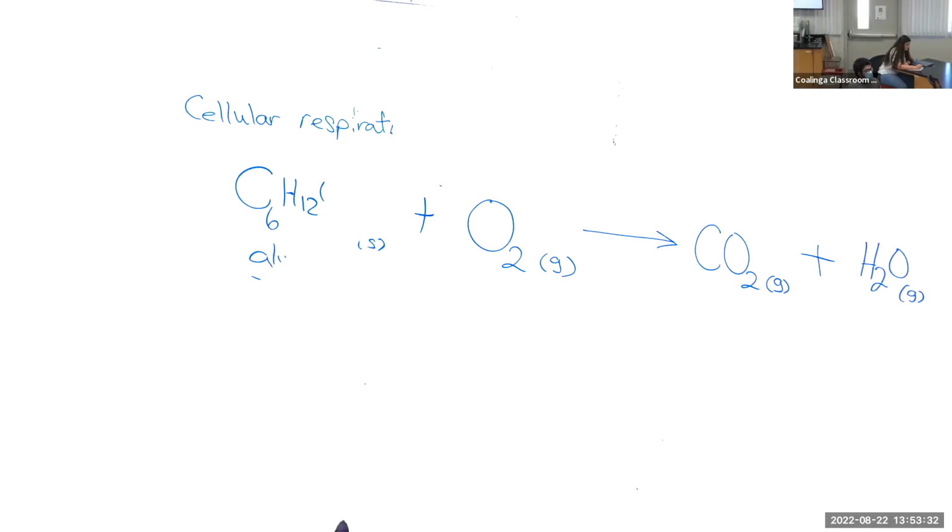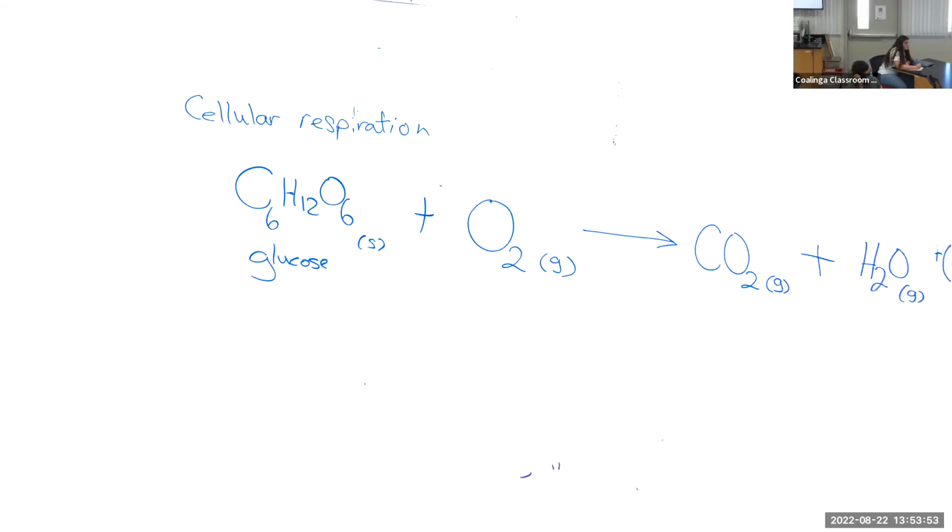So this is what your cells are doing. Your cells are getting that oxygen, they're breaking down that sugar, they're making carbon dioxide and water, and then we'll put ATP. Okay. Again, this is not a balanced chemical equation.